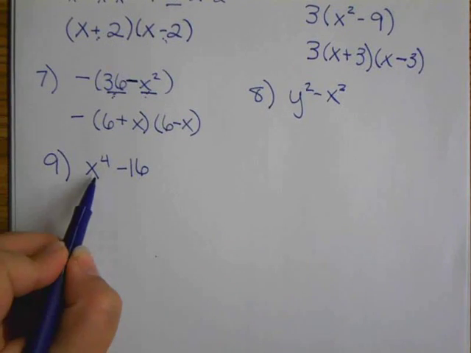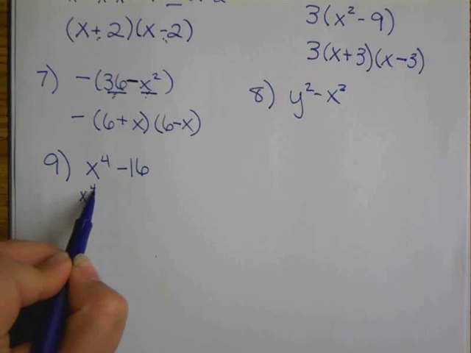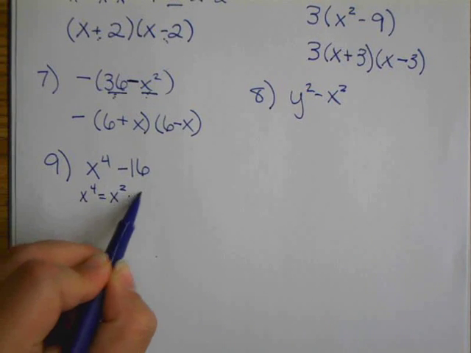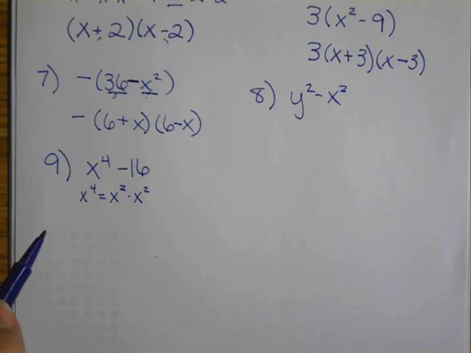The hint for this one: what's being squared, x to the 4th, is x squared times x squared. So that's what's being squared there.